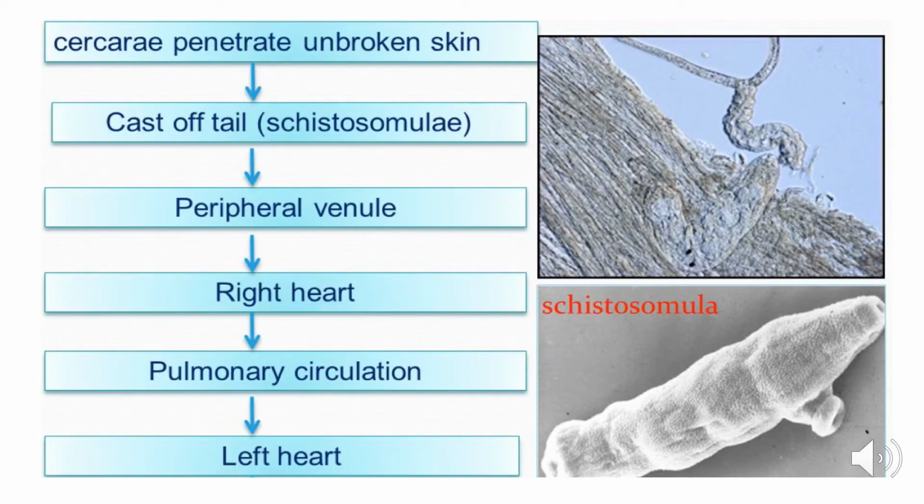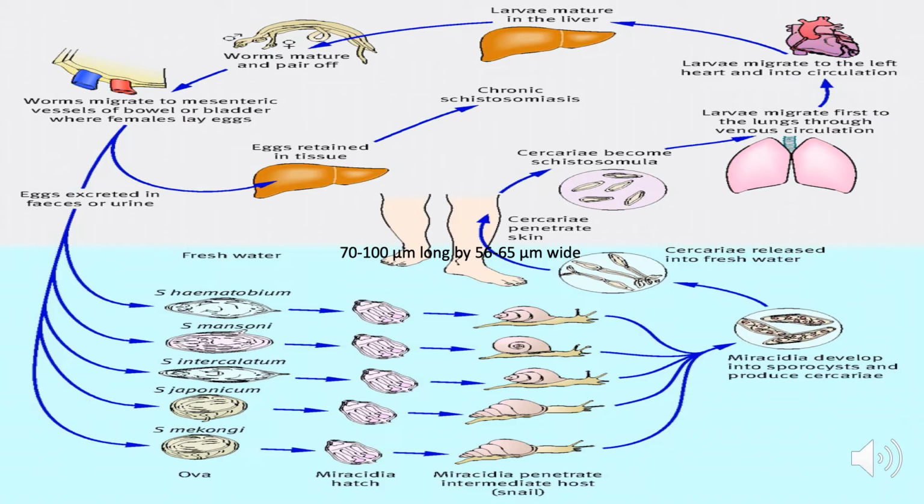Take a look at the cercaria in the picture. As soon as it has invaded the tissue shown in the picture, it will lose its tail and become the schistosomule. Again, the infective stage to humans is the tailed stage, the cercaria. After penetrating the skin, the cercaria will lose its tail and will become the schistosomule.